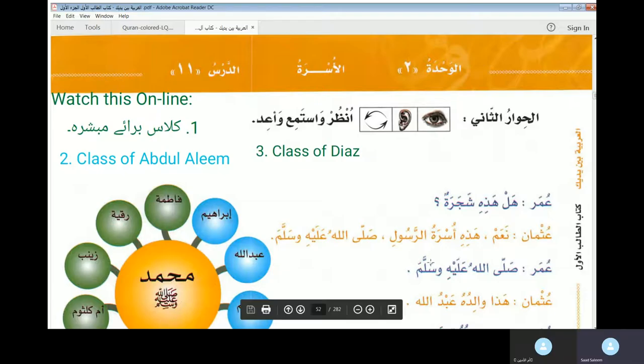Bismillah ir-Rahman ir-Rahim. Today we'll start from page number 52. The second dialogue. Start reading it.